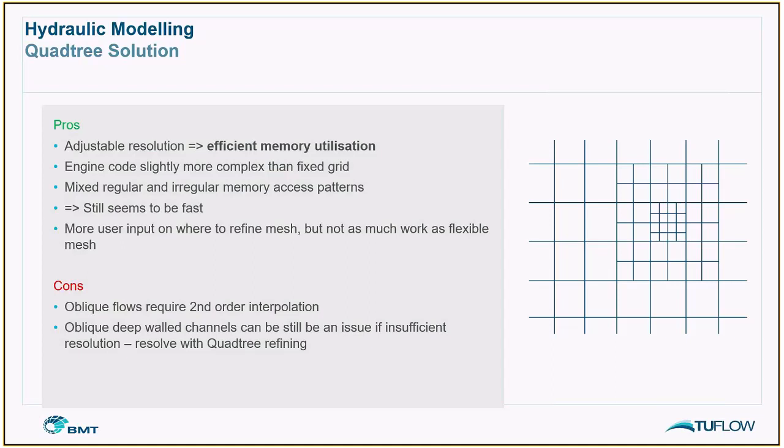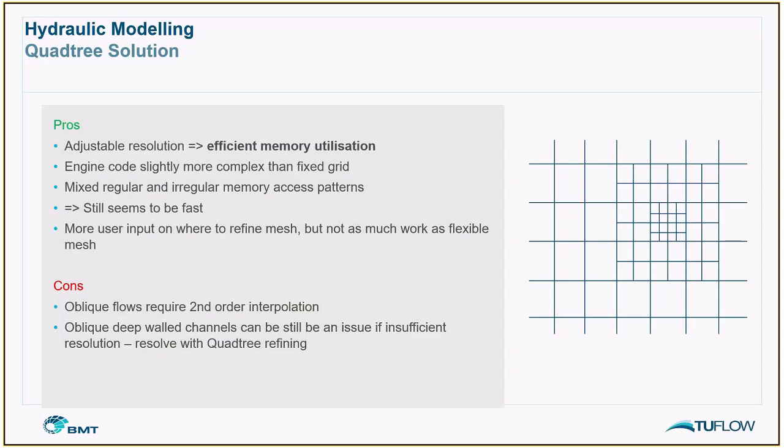We think the solution could be in the Quadtree type solution. This allows an adjustable resolution, allowing the modeler to represent detail where necessary without the overhead of a fully fixed grid. It allows the user to specify multiple layers of reduction to allow further refinement of the fixed grid where it's required. The engine code is slightly more complex and the memory access patterns aren't as regular as you'd expect for a fixed grid scheme, but the scheme that we've coded still seems to be pretty fast.